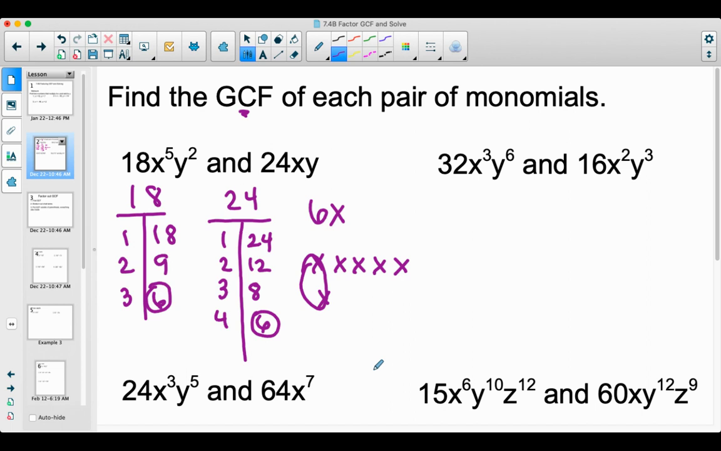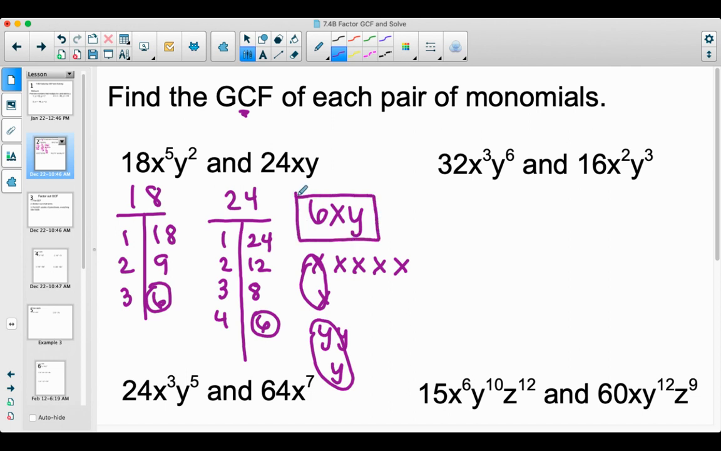And then if we look at the y's, we have a y to the second, which means 2 y's, and then we just have a y. So again, how many do they have in common? They have 1 in common. And so you're going to have 6xy as your GCF.